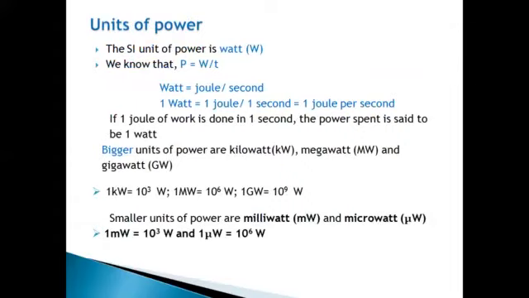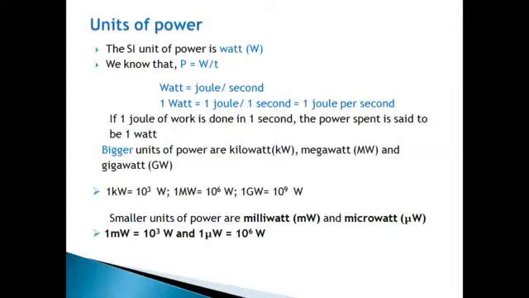Next comes the units of power. The SI unit of power is watt. As we know, power is work done divided by time. So here the SI unit of power is watt, the SI unit of work is joule, and the SI unit of time is second. Hence 1 watt is equal to 1 joule divided by 1 second. It is nothing but joule per second. If 1 joule of work is done in 1 second, then the power spent for this much of work is said to be 1 watt.